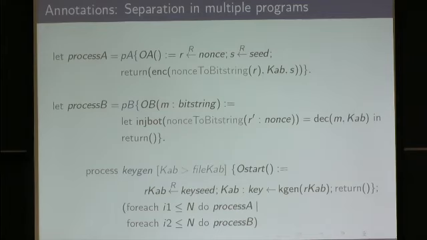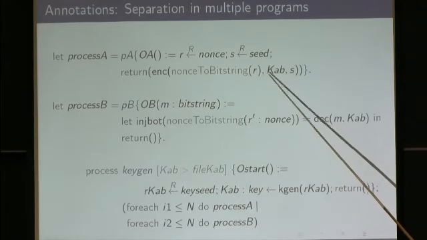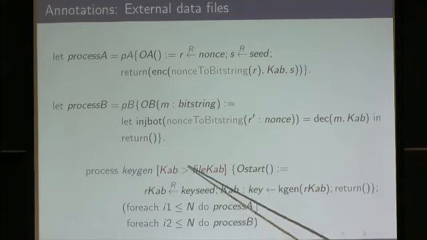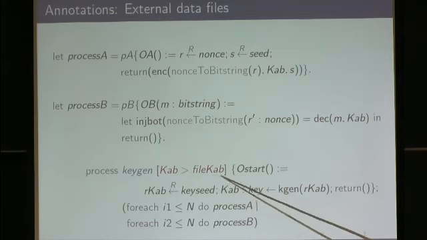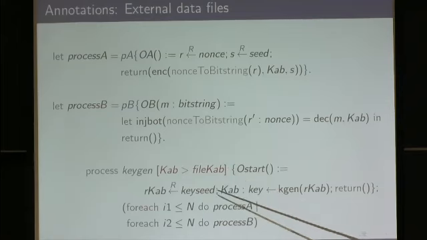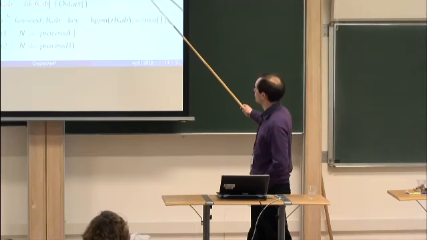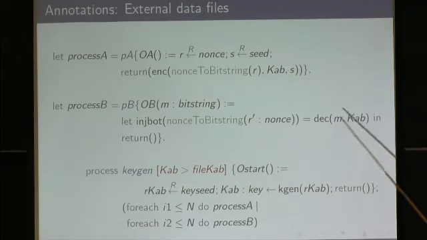And there's one more thing we need to do. Here we generate a key, KAB, but we use this key in A and in B. So we need some way to transfer the key from one program to another, and we can do that using files. So here we declare that the key KAB is going to be stored in a file, so you give a name, for example file KAB, and automatically CryptoVerif is going to read the key from that file when it needs it here and here.